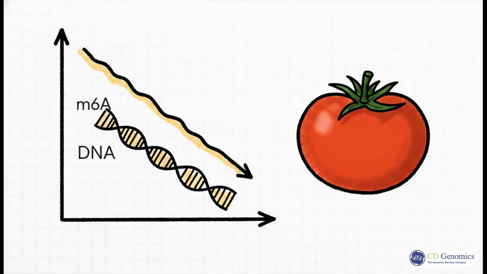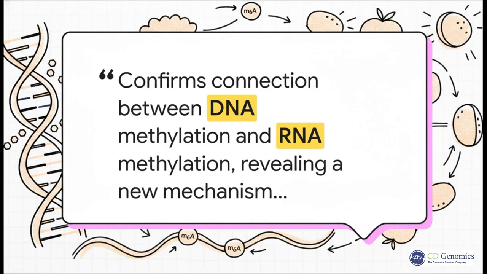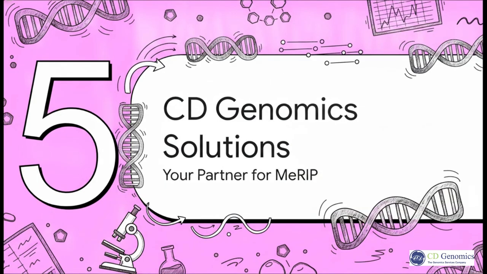As the tomato fruit ripens, the overall m6A level gradually decreases. But what's truly mind-blowing is that this decrease perfectly mirrors the patterns of DNA methylation happening at the exact same time. So, the crucial point is captured beautifully right here in the study's own conclusion. This study preliminarily confirms the connection between DNA methylation and RNA methylation, revealing a new mechanism of fruit ripening regulation. It essentially proves that our m6A highlighter interacts directly with the master DNA blueprint itself. How cool is that?